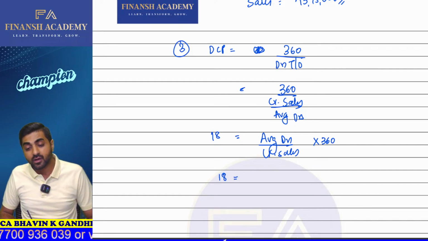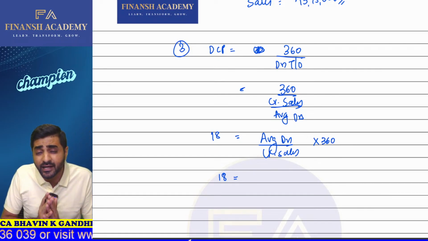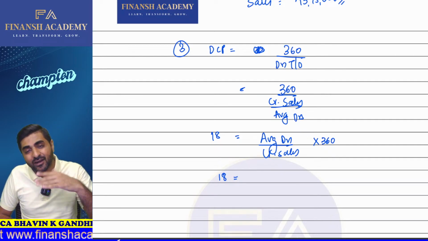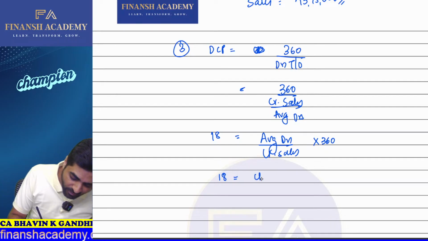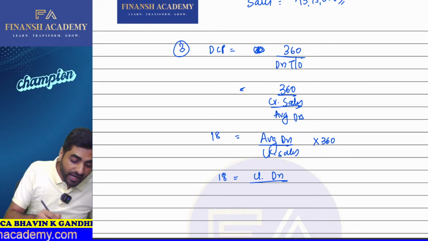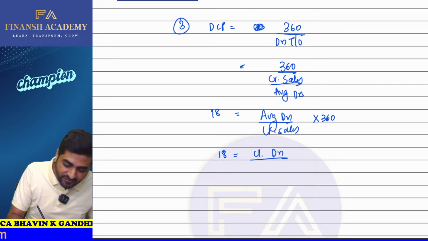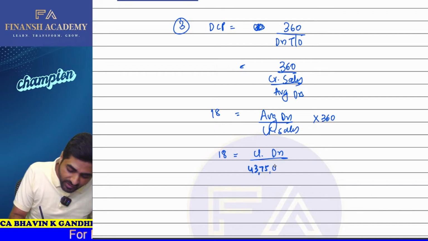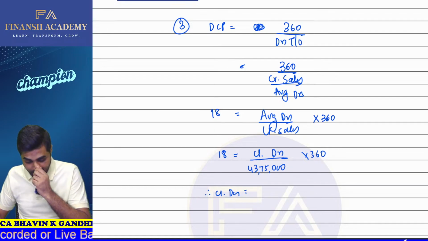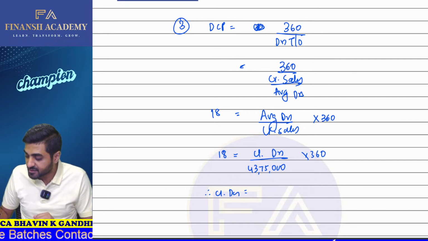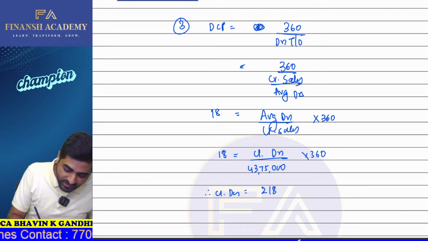18 is equal to. Now I don't have any opening debtors available. And guys, when the opening debtors is not available, can I say we are going to continue that with the closing debtors only? Come on, yes or no? Yes, sir. And what is the amount of the credit sales? The amount of the credit sales which we just now calculated is 43 lakh 75,000. So this data is sufficient to find out what should be the amount of your closing debtors. So that is 43 lakh 75,000 into 18, divide that by 360. So that is 2 lakh 18,750.